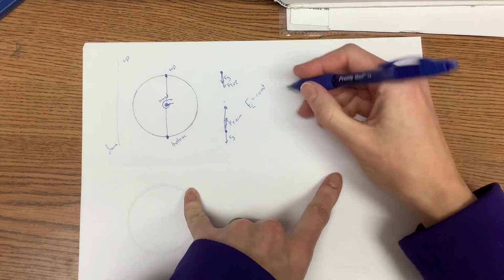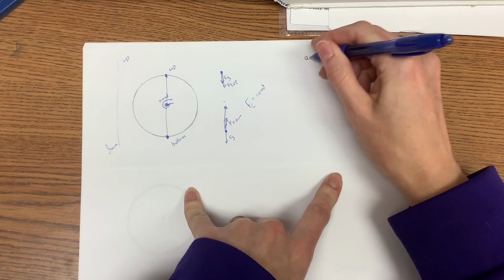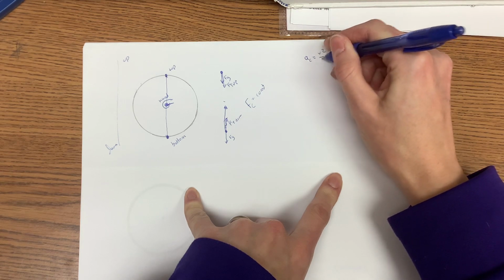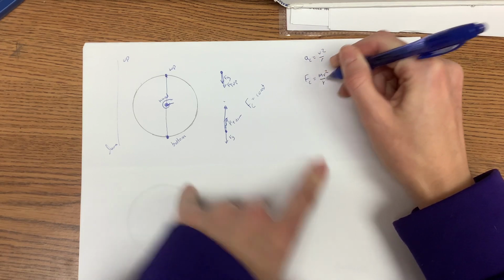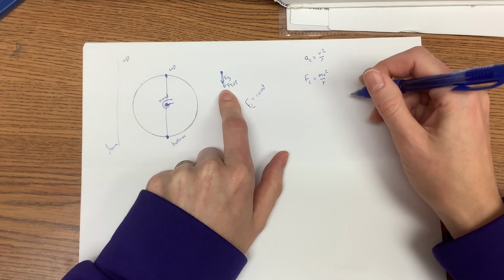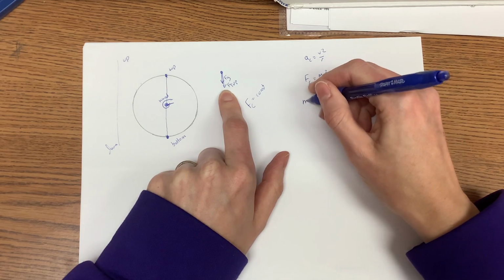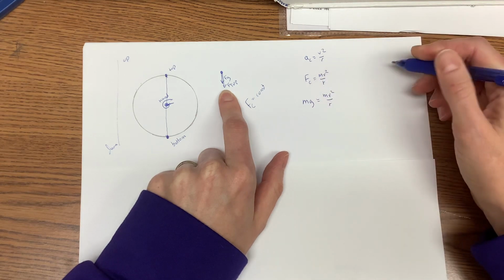But the things still apply. So remember, we have that centripetal acceleration is v squared over r, and that centripetal force is mv squared over r. And so if you want the gravitational force to be the centripetal force at the top, then you just want mg to be mv squared over r.